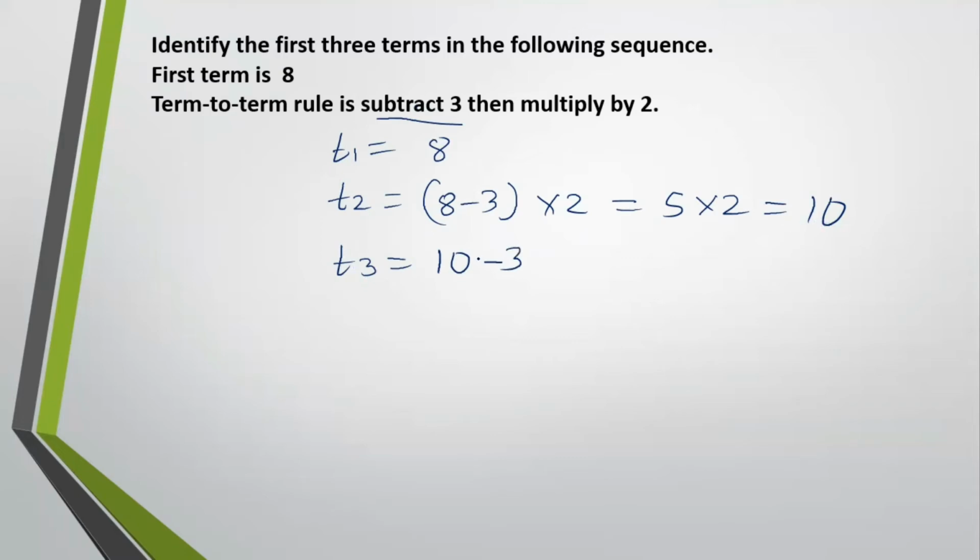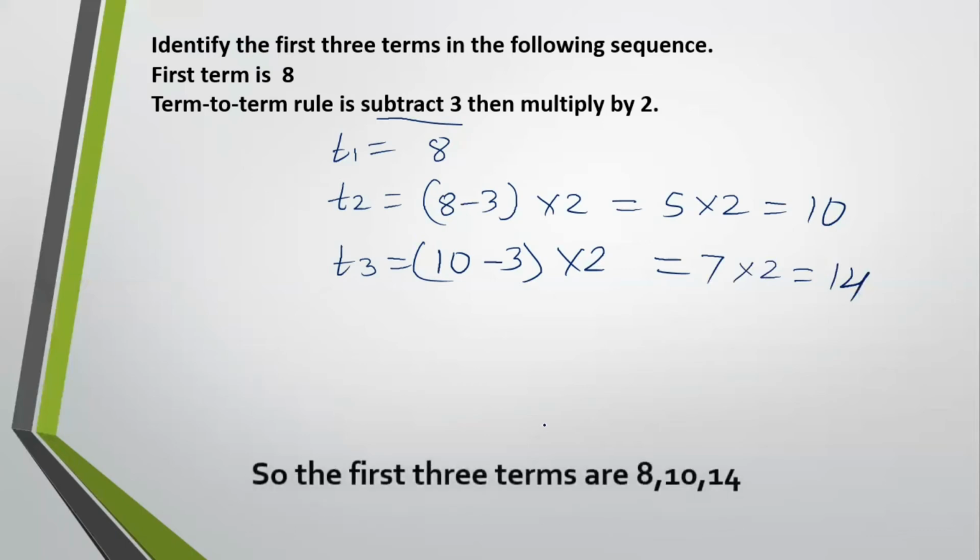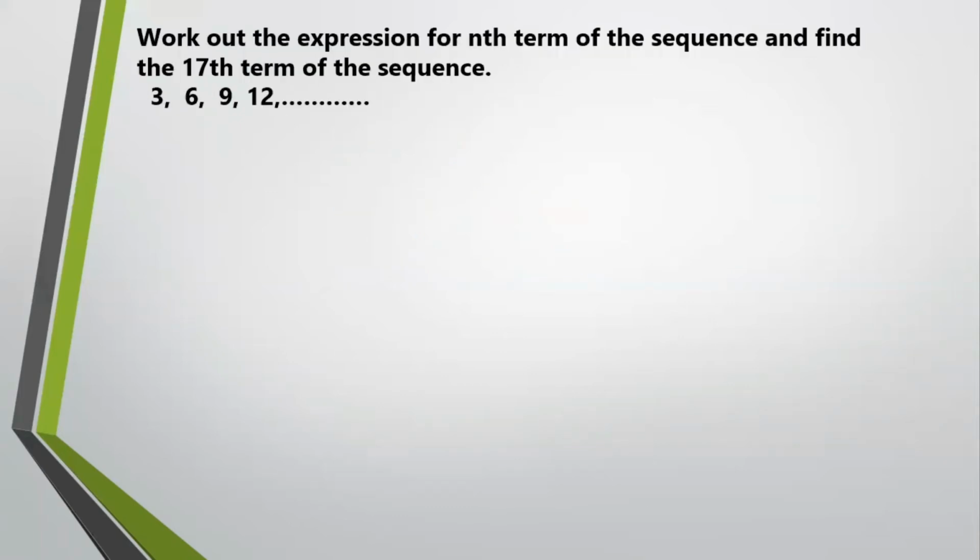So we take 10 minus 3, which is subtract 3, and then multiplied by 2. So 10 minus 3 is 7, and 7 multiplied by 2 is 14. So this is how our 3 terms are 8, 10, and 14. Got it? Okay.